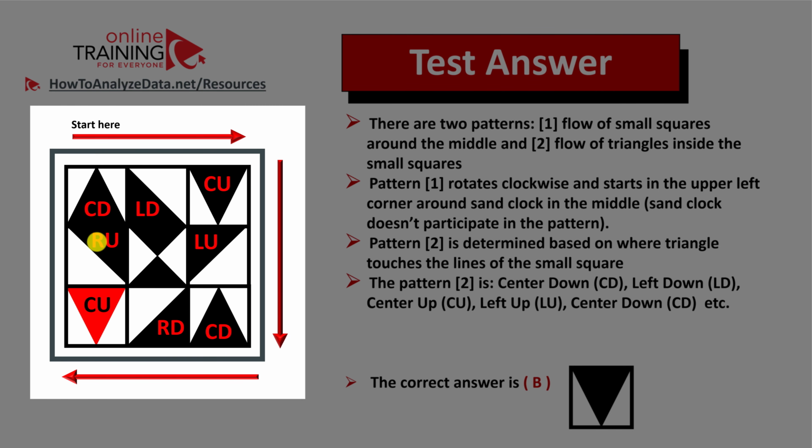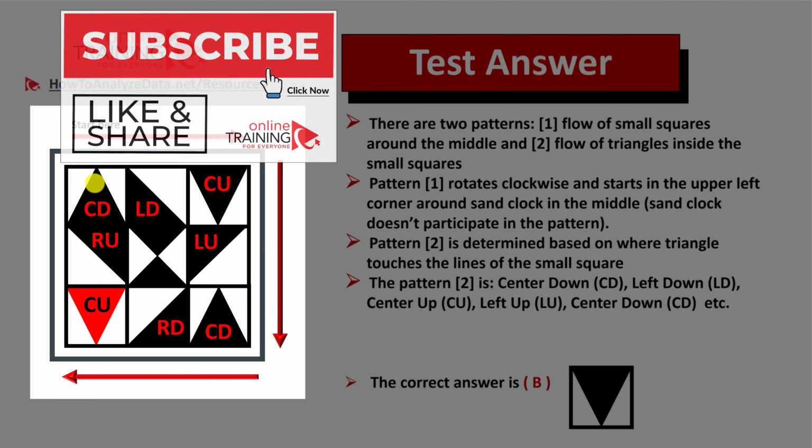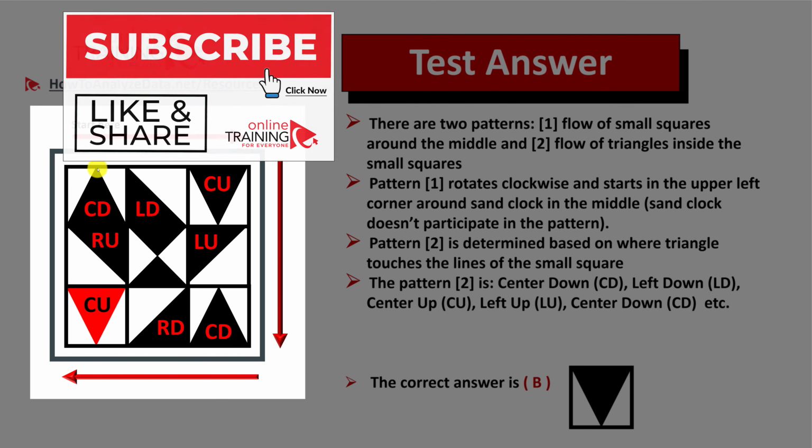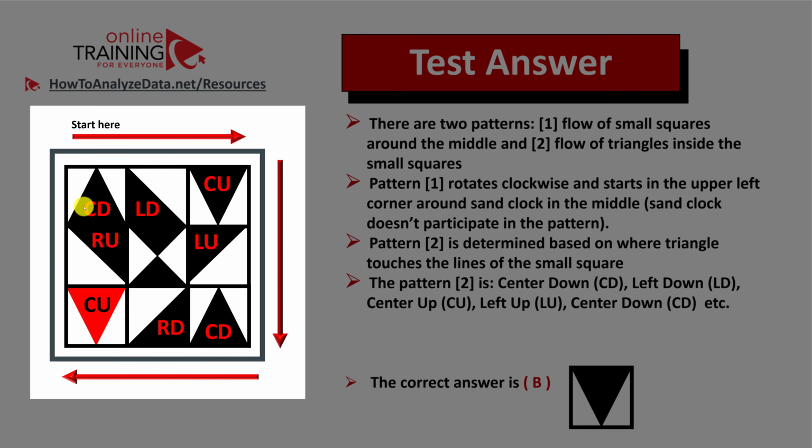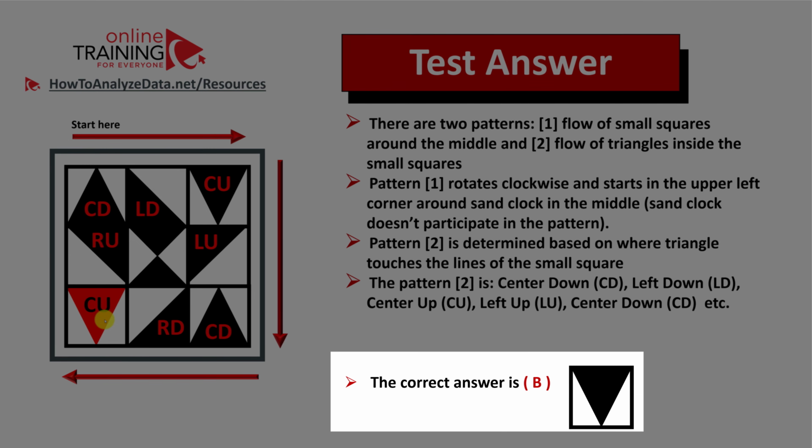And pattern 2 is determined based on where a triangle touches the lines of the small square. For example, the triangle in the upper left corner touches the lines of the small square at the top, as well as down at the bottom. The next one touches on the left and down. The following one touches at the top and also in the center. And you can continue this pattern to determine the missing item, which is choice B.